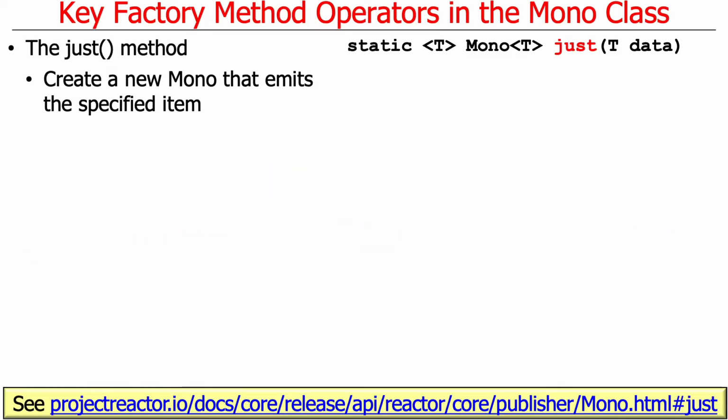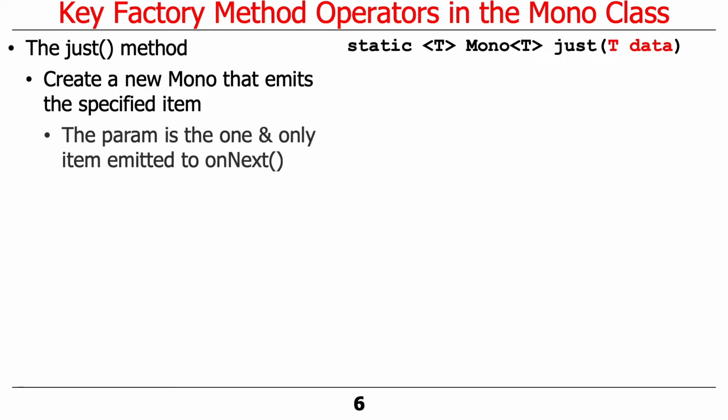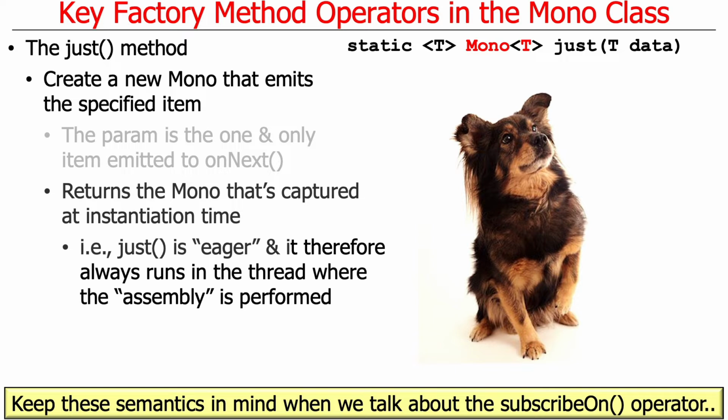This is a very, very simple method that creates a new Mono that emits the specified item that's provided as a parameter. So the parameter for Mono.just is the one and only item that will be emitted via the onNext method. That's how you push things from publishers to subscribers through a chain of operators in Mono or Flux. Just returns the Mono containing the value that's captured at instantiation time.